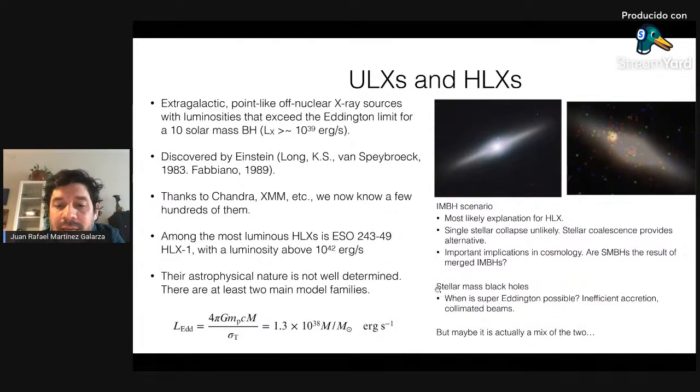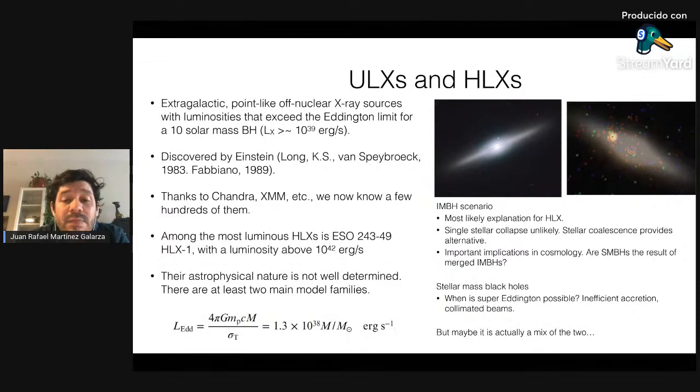Then there's also the idea that maybe they are just stellar mass black holes, so smaller compact objects, but they are emitting beyond this limit. And there are some physical possibilities as to why they could emit beyond this limit. For example, if there's inefficient accretion, so not all of the accretion goes into X-ray luminosity, that could be a possibility, but also collimated beams. So when the radiation is not isotropic and we happen to see it as a stream coming to us, but it's not being emitted equally in all directions, then that could be another way in which you could achieve such large luminosities.